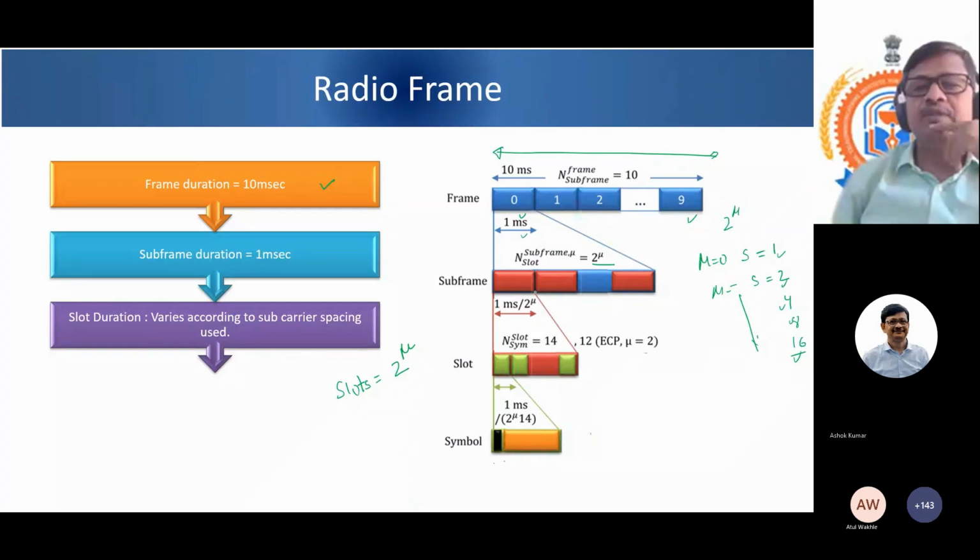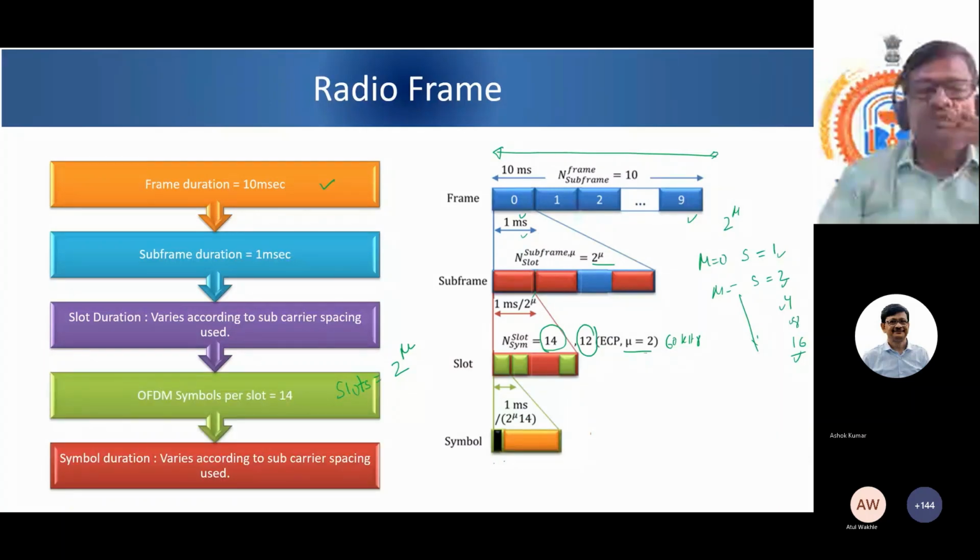In every slot, you can have 14 symbols. But in some cases you will have 12 symbols, where we use extended cyclic prefix, particularly in numerology 2, that is 60 kilohertz subcarrier spacing. We use extended cyclic prefix and are able to accommodate only 12 symbols. The time, if you want to calculate, will be like this. Okay, so this concept is clear.